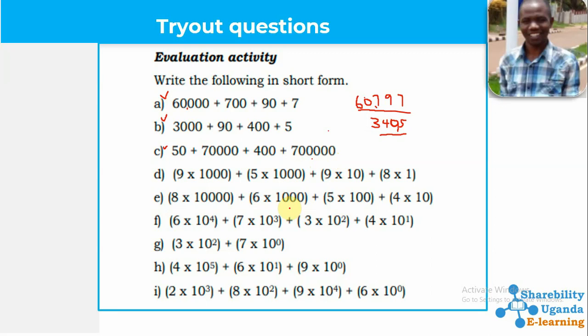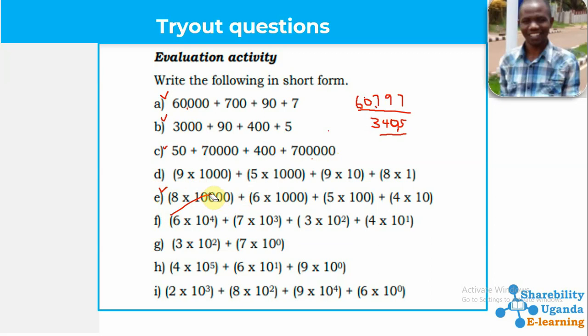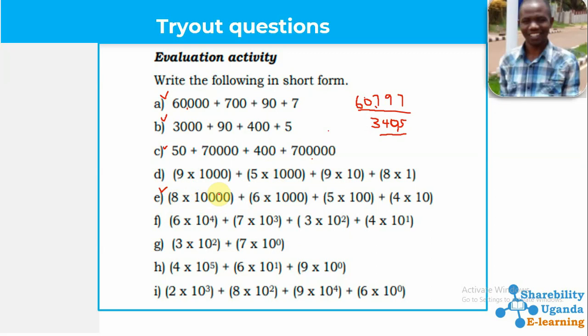We are going to solve this number, which is our number E. Okay, we are going to solve our number E. Okay, let's solve out our number E. It is 8 times 10,000. We have our 8 times 10,000, 6 times 1,000.